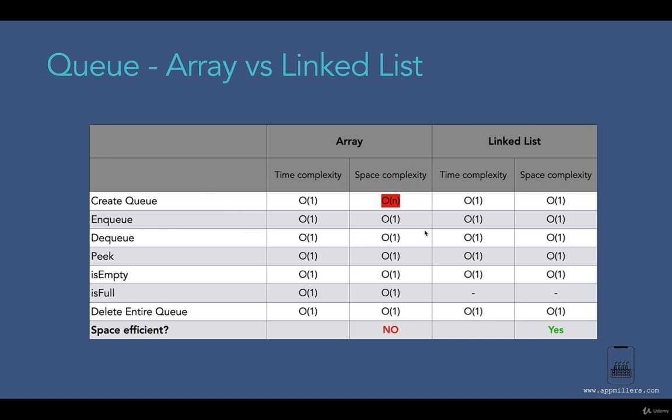All other operations apart from creating take O(1) space complexity. This is also applicable in case of linked list implementation. But in the linked list implementation, when we are creating Q, we don't have to allocate a number of cells in memory. We are just initializing the head and tail references. That's why the space complexity in this case is O(1).